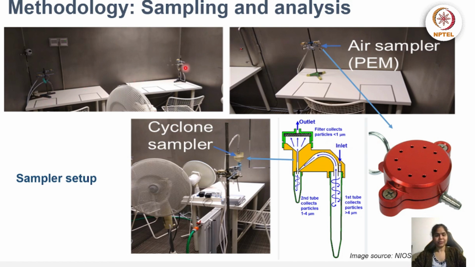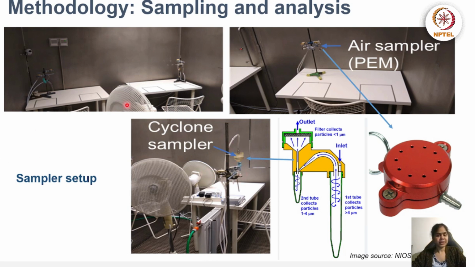If you see, we had 4 people, with two tables in both the corners, and people were sitting here. This is how we installed the PEM samplers, and this is the cyclone sampler we installed in the middle. The reason for having so many PEM samplers and only one cyclone sampler is because they have different sampling volumes. The PEM sampler works at 4 liters per minute, but the cyclone sampler can work at a maximum of 10 liters per minute.